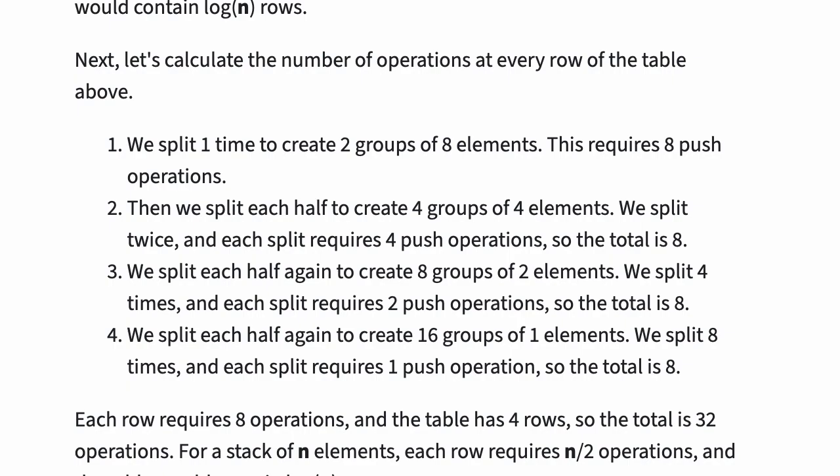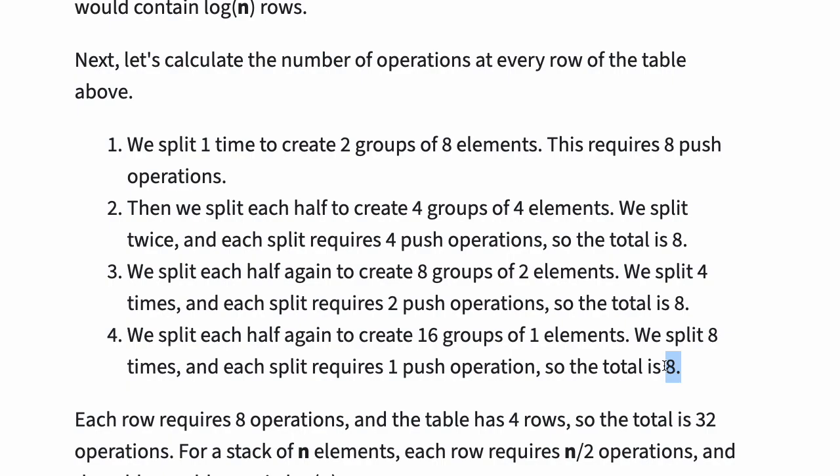Then we split each half again to create 8 groups of 2 elements. We split 4 times, and each split requires 2 push operations, so the total is 8 again. We split each half again to create 16 groups of 1 element. We split 8 times, and each split requires 1 push operation, so the total is 8. Each row requires 8 operations, and the table has 4 rows, so the total is 32 operations.